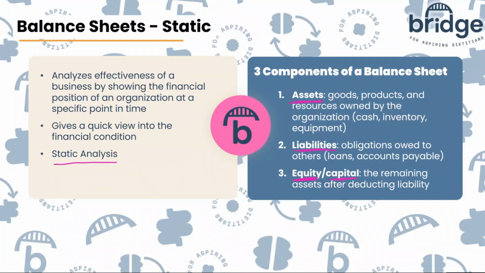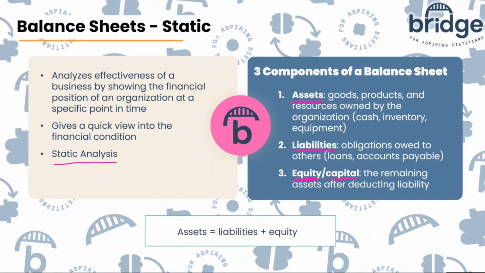Equity is also known as capital, and that is what's left over after subtracting the liabilities from the assets. It's the net value or ownership stake, and they are related in this equation right here. The assets are equal to the liabilities plus the equity. And as I just said, equity is equal to the assets subtracted the liabilities. This equation must always balance. If assets go up, either liability or equity has to change with it. This is the core idea of a balance sheet and a good way to test your financial understanding.